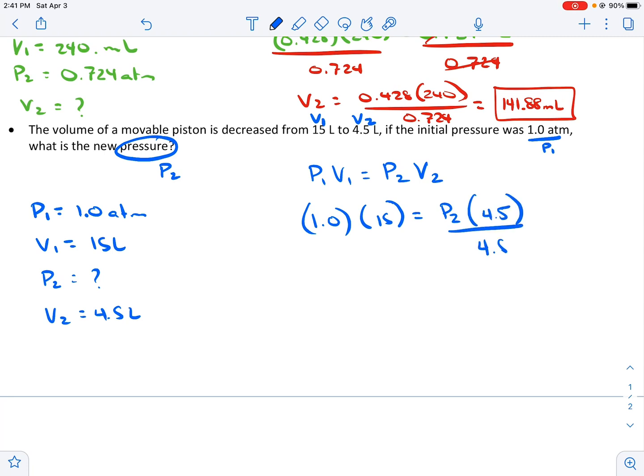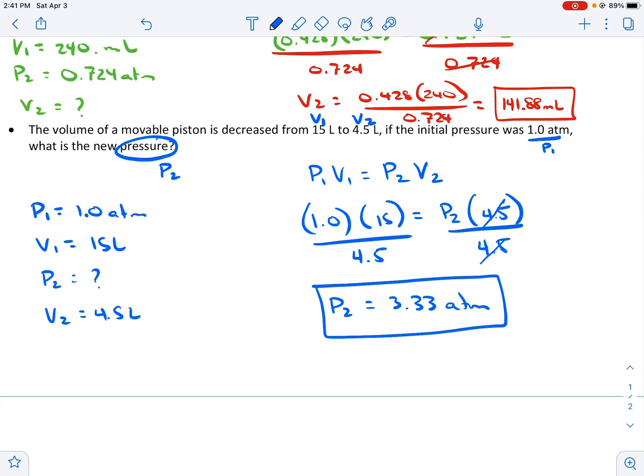Again, we're going to try to isolate our P2. We're going to divide by 4.5 on each side. And so to find our answer, 1 times 15, obviously 15, and then divided by 4.5. And our new pressure, P2, is 3.33. Does that make sense? Did it go up because our volume went down? Yes, it did. Our volume went down by almost, what was that, 2/3? So our pressure went up by almost like 2/3.